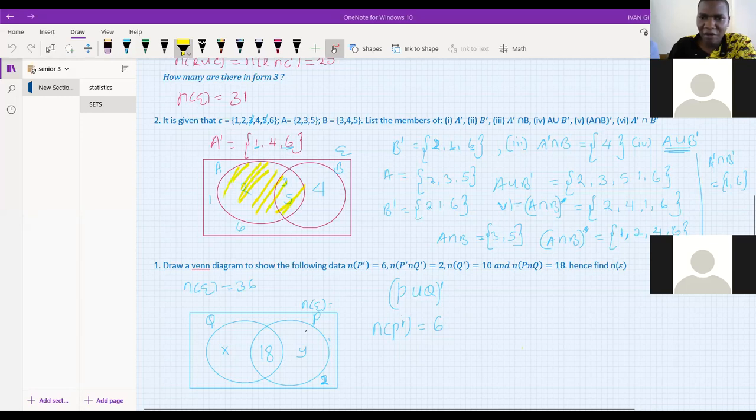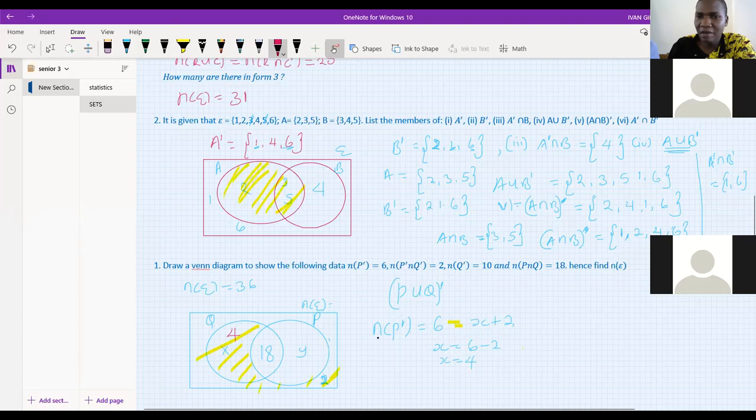So we're saying the number of P complement is 6. P complement is outside P. All this is outside P, like that. So we shall have the X and the 2 being outside P, and that will be the same as X plus 2. From this we can see that X is the same as 6 minus 2, and X becomes 4. That means those who liked Q only are 4. Q only, they were 4, because we found the value of X. How did we find it? We used P only.